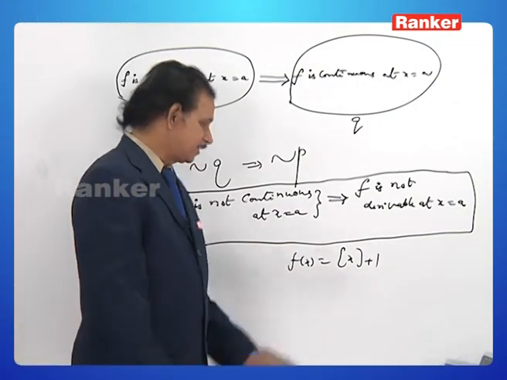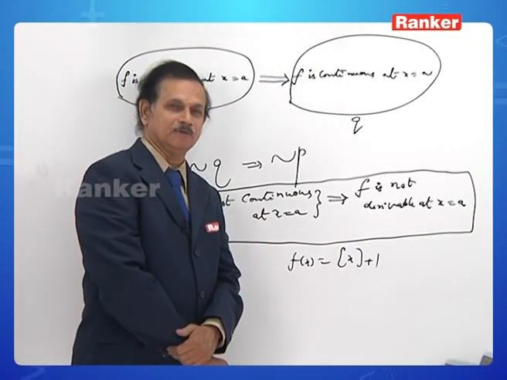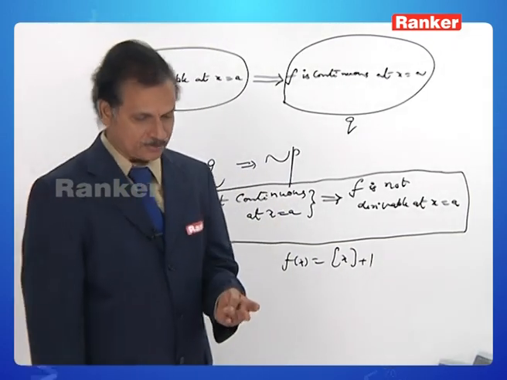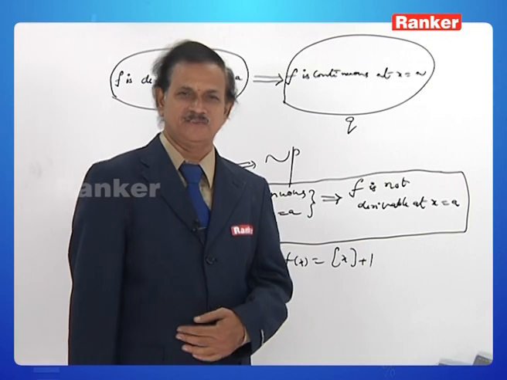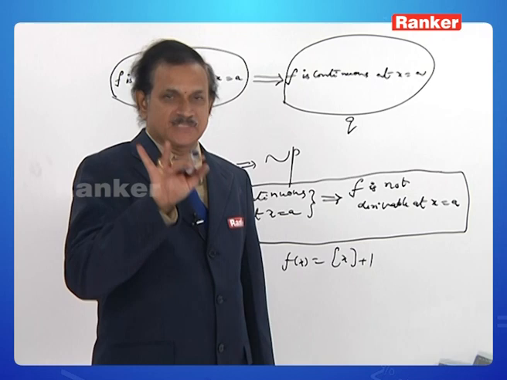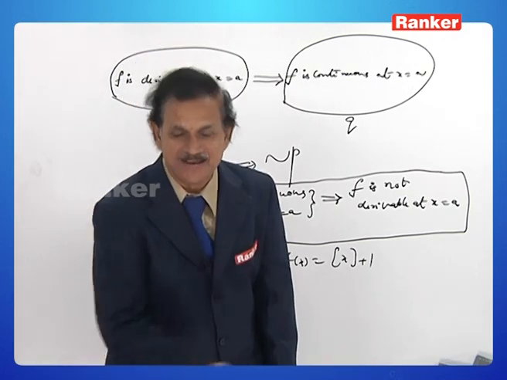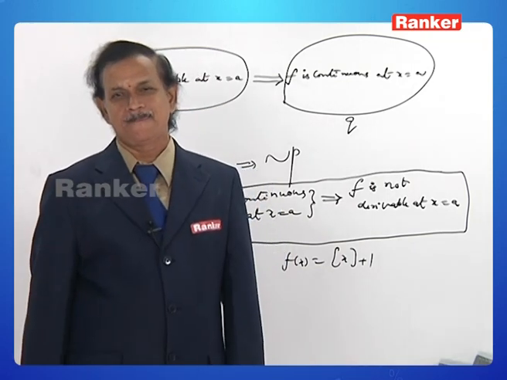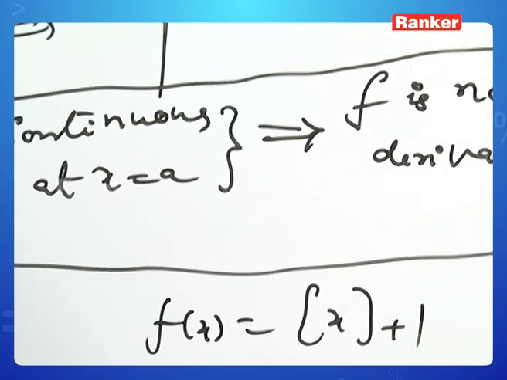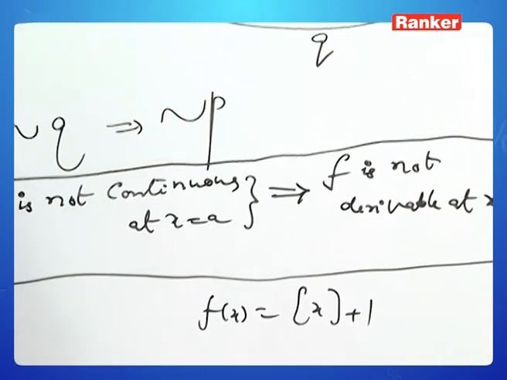When can you say that it is not derivable? At what point can it be not derivable? We know that at integral values of x, that is x equal to 1, x equal to 2, x equal to n for any integer n, this is discontinuous. Those points of discontinuity will now be termed as the points of non-derivability, isn't it? What are the points at which the function is not derivable? It's very simple. Those points at which the function is not continuous.